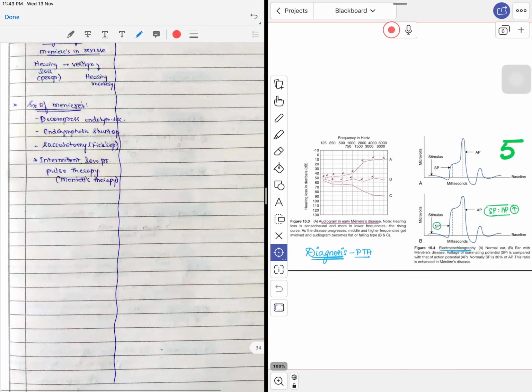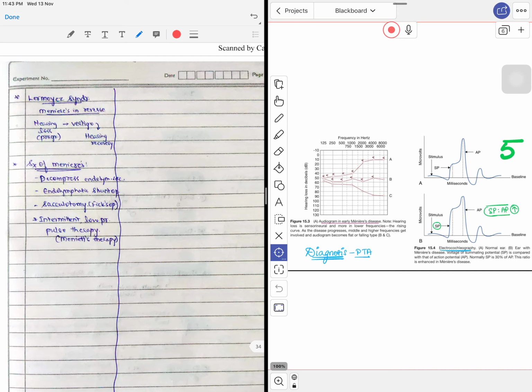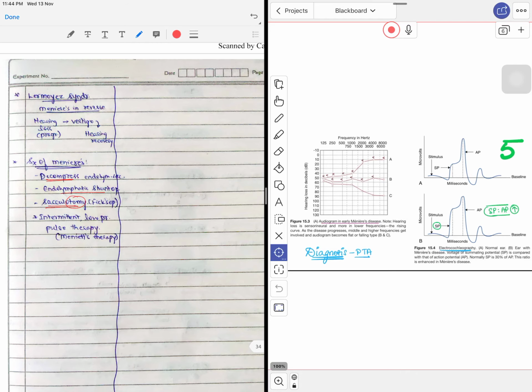Now, talking about the surgical line of management in case of Meniere's disease, first thing is decompression of the endolymphatic sac. Second is the endolymphatic shunt operation. Third is sacculotomy, that is making an incision in the saccule. Otomy means an incision, so making an incision in the saccule is called sacculotomy, and this is also called the Fick operation. And the last is intermittent low pressure pulse therapy, also called Meniett therapy.